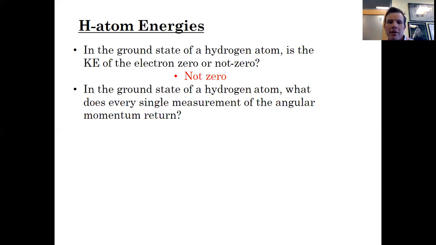In the ground state of a hydrogen atom, what does every single measurement of the angular momentum return? Well, remember that the magnitude of angular momentum is determined by L. The specific equation is the absolute value of J equals the square root of L times (L plus 1), times h bar. I have an S orbital, L is equal to 0. And that means it has no angular momentum. So can you explain these two? It has kinetic energy, it is moving, but it has no angular momentum. I would love to hear your explanation.